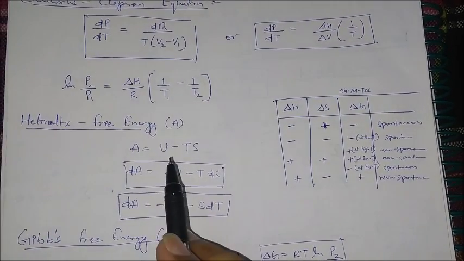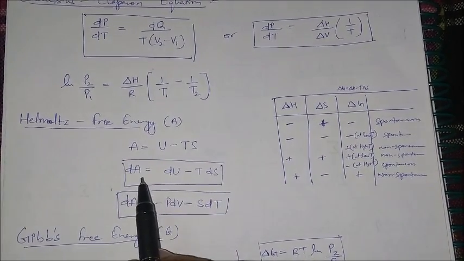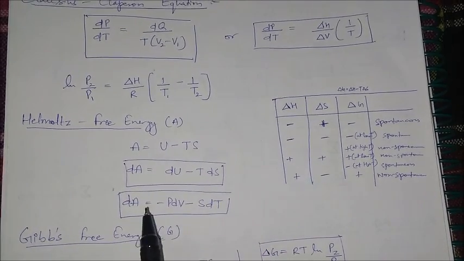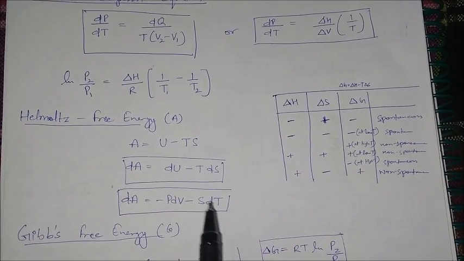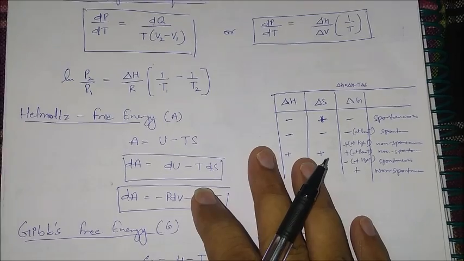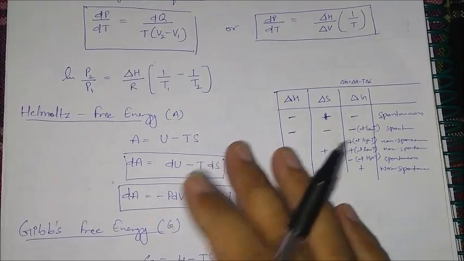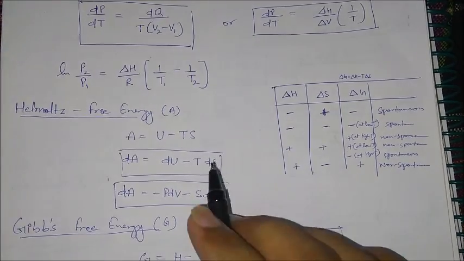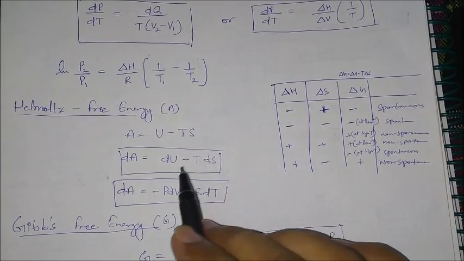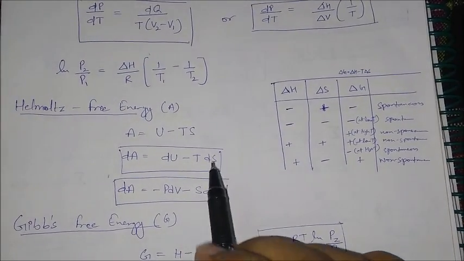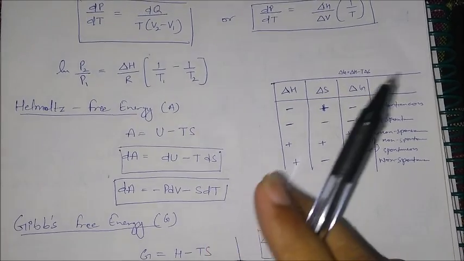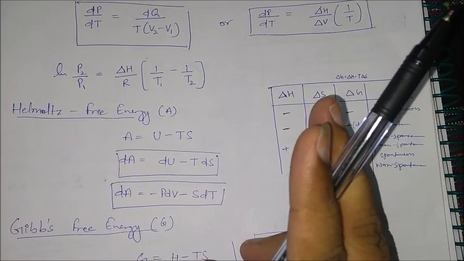Helmholtz free energy is given by this equation, dA is equal to dU minus TdS, or dA is equal to minus PdV minus SdT. These are all derived. One more video I have posted on how to memorize or how to solve the Maxwell relations. Okay, so for Maxwell relation I have posted a video. You can go to this link and watch that video.